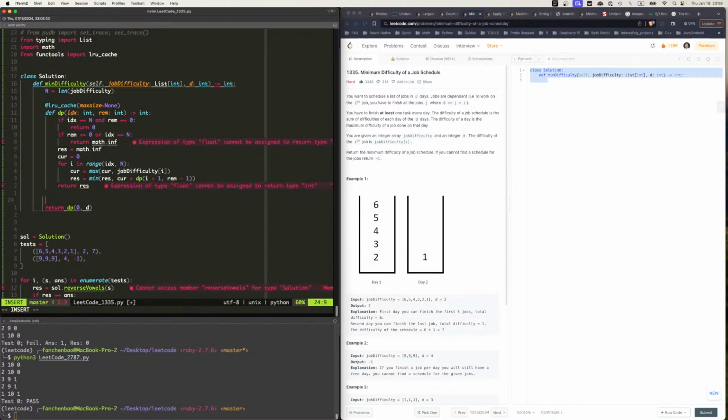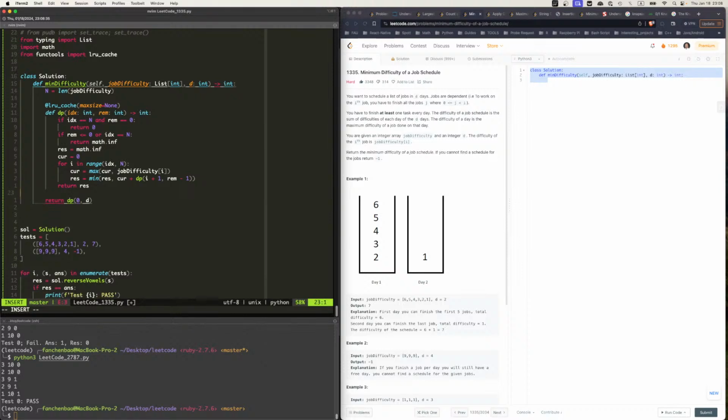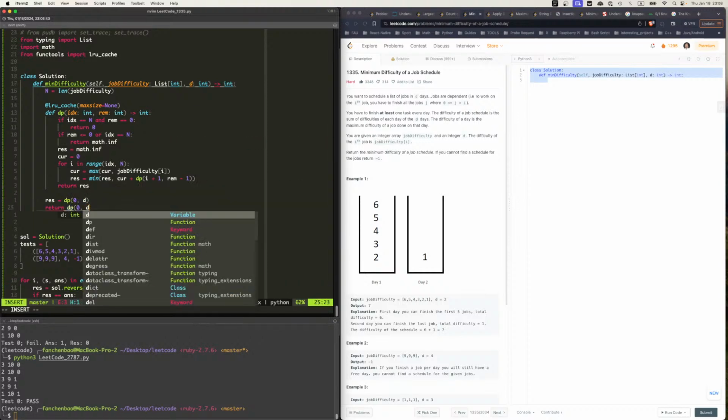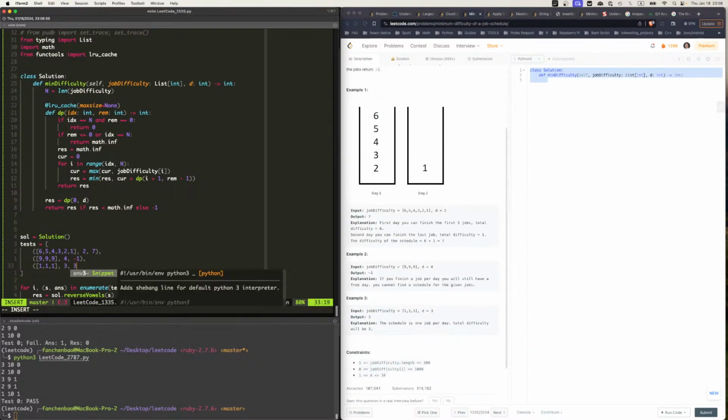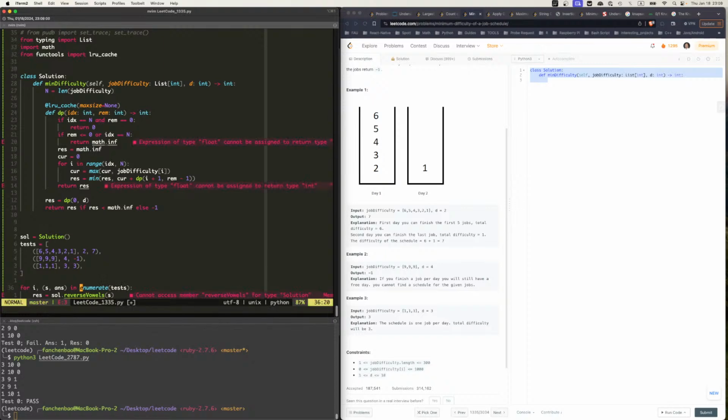So what do I do? Res equals dp[0][d], and we return res if res is smaller than math.inf, else return minus 1. I forgot about the minus 1 situation. And the third one is [1, 1, 1], and d is 3. The answer is 3. Okay.